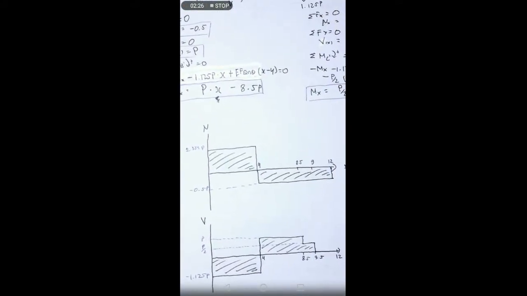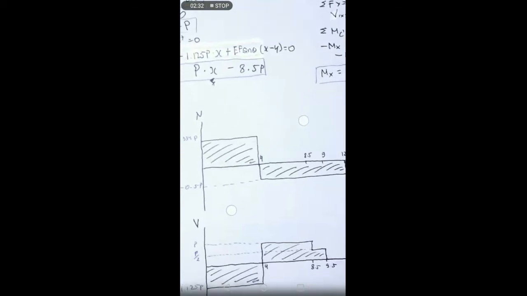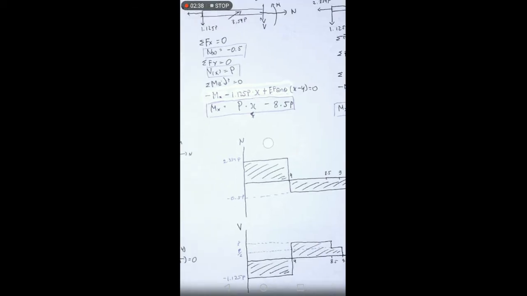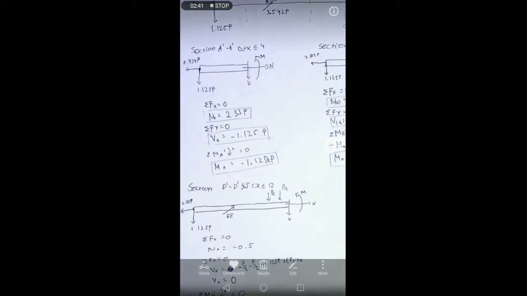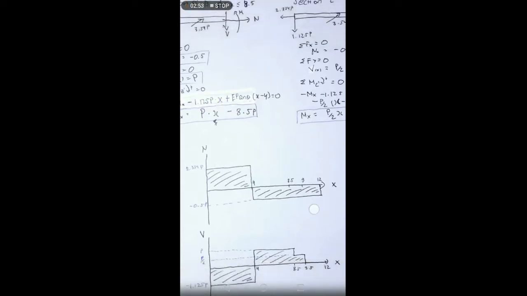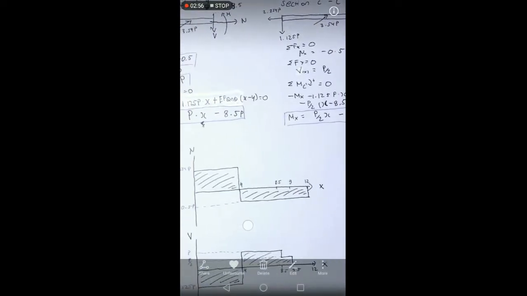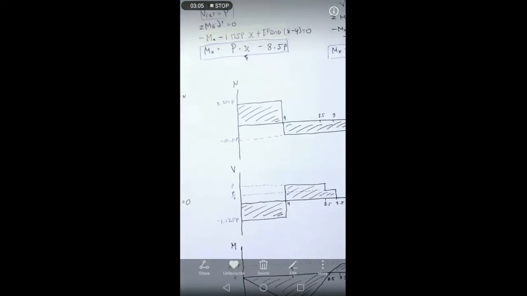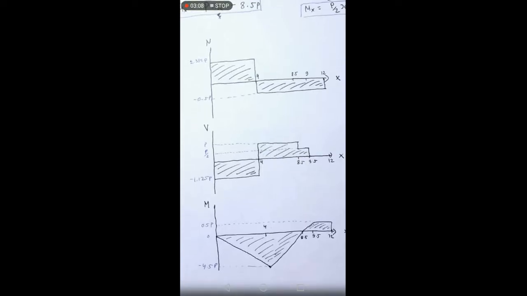Now we can draw the diagram. The first diagram is the normal diagram. From 0 to 4 meters we will use this answer of 2.33P. Then from 4 to 8.5 we use negative 0.5P. From 8.5 to 9.5 still negative 0.5P, and 9.5 to 12 meters we will use negative 0.5P. The second diagram is the shear force diagram.